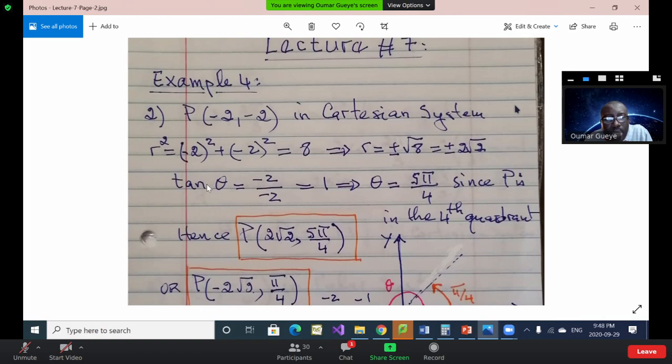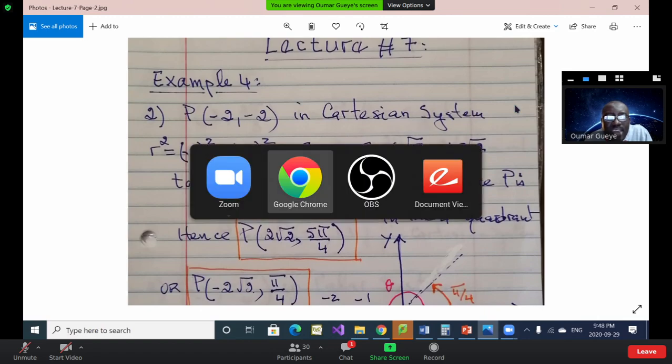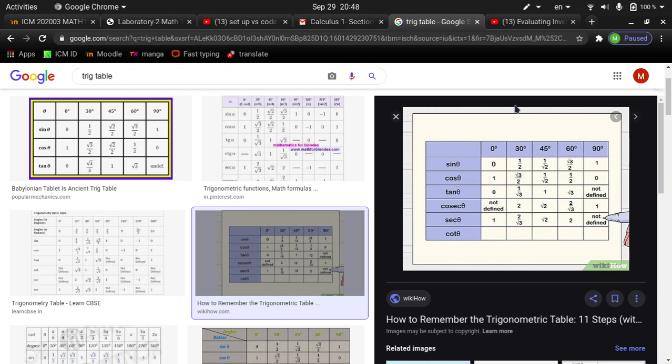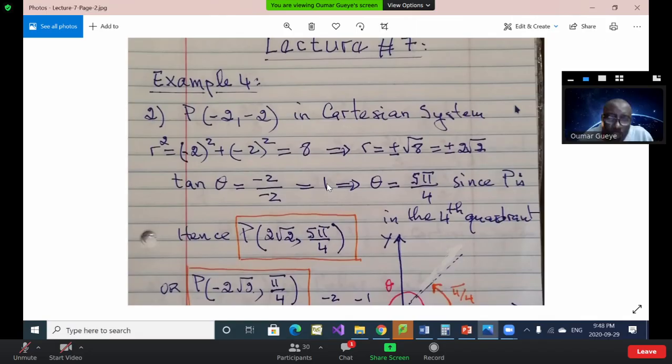Okay, I'm going to calculate tan of theta. So tan of theta equals y over x. y is -2, x is -2, so we get 1. Which angle has its tan equal to 1? Yeah, you have pi by 4 and 5 pi by 4.